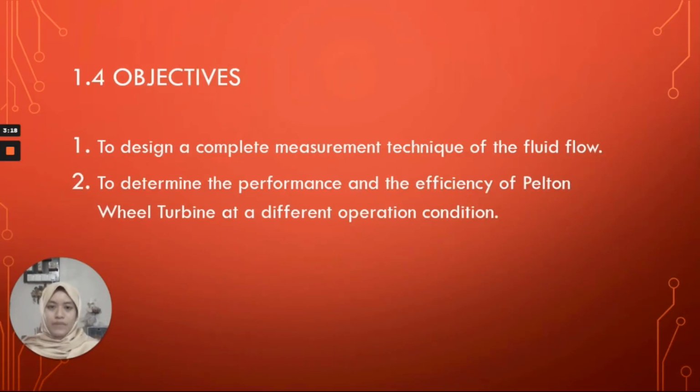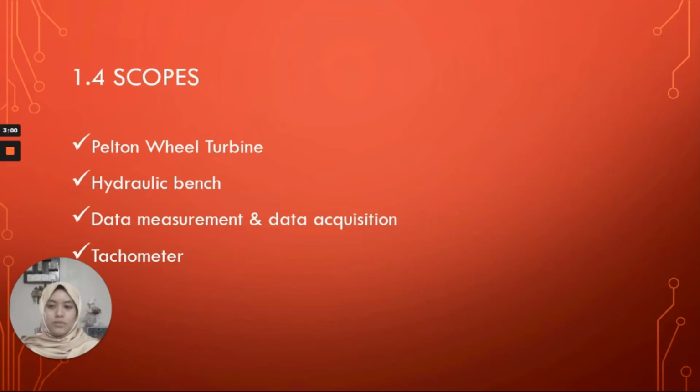The objective of this experiment is to design a complete measurement technique of the fluid flow and to determine the performance and the efficiency of the Pelton wheel turbine at different operation conditions. For the scopes of this experiment, we have 4 scopes, which are the Pelton wheel turbine, hydraulic bench, data measurement and data acquisition, and also the tachometer.